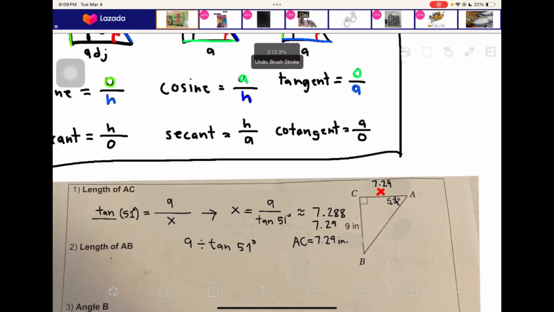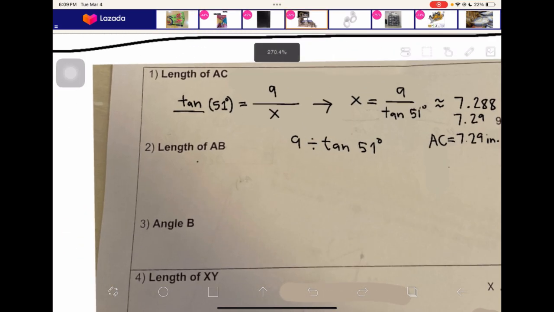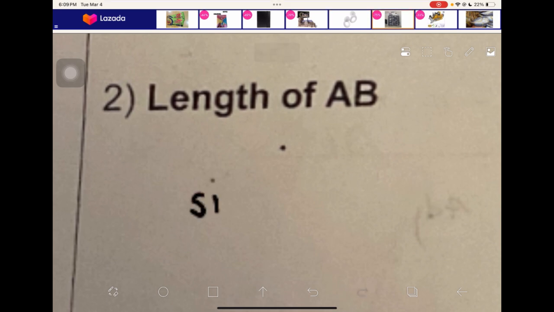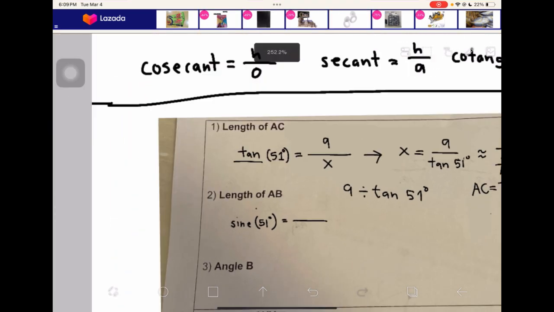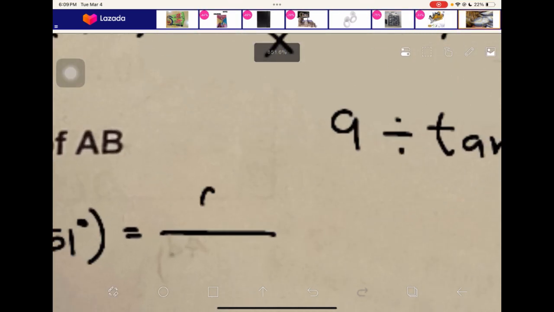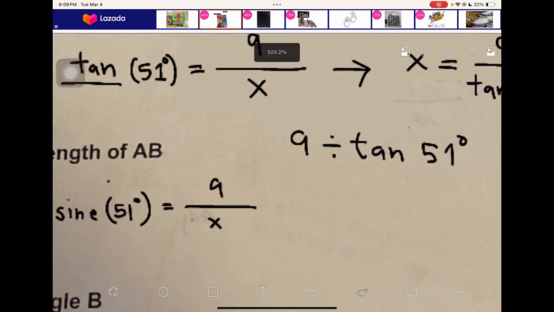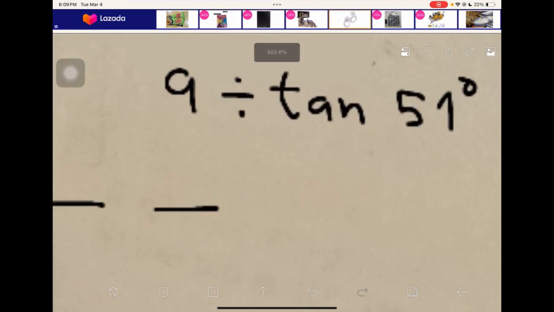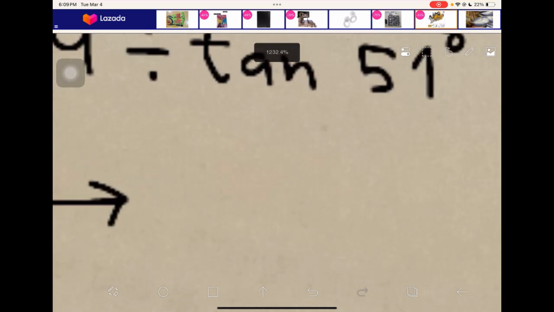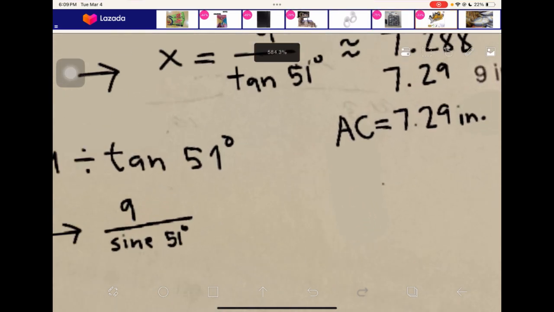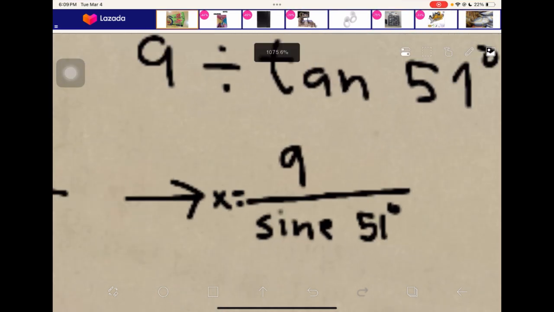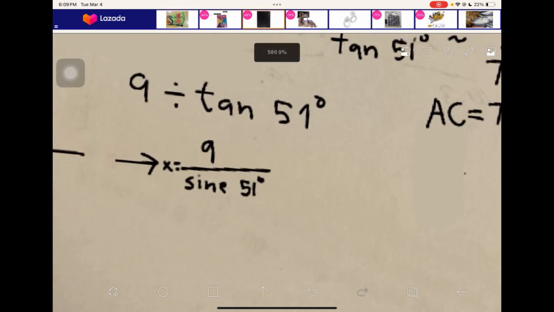Opposite over hypotenuse, that is sine. So this time, copying that, we have sine of 51 degrees is equal to, we know the opposite is 9, but we don't know the hypotenuse. So that's x. Rewrite the structure by putting 9 over sine 51 degrees. And then we can plug that in: X equals 9 over sine 51. Then we can plug the same thing into our calculator.